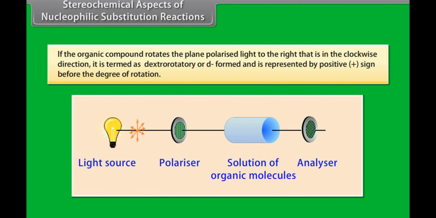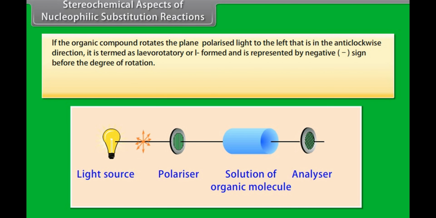If the organic compound rotates the plane polarized light to the right, that is, in the clockwise direction, it is termed as dextrorotatory or d-form and is represented by positive sign before the degree of rotation. If the organic compound rotates the plane polarized light to the left, that is, in the anti-clockwise direction, it is termed as levorotatory or l-form and is represented by negative sign before the degree of rotation.